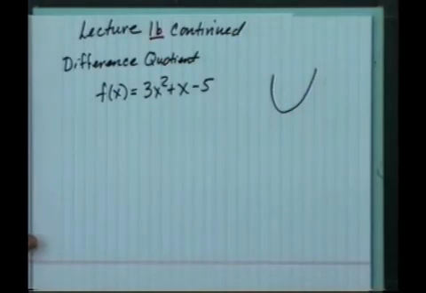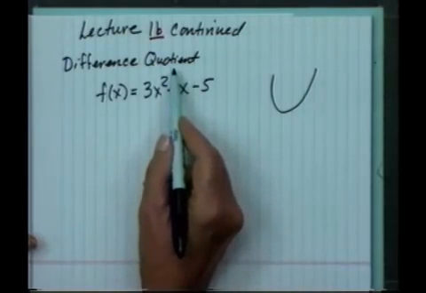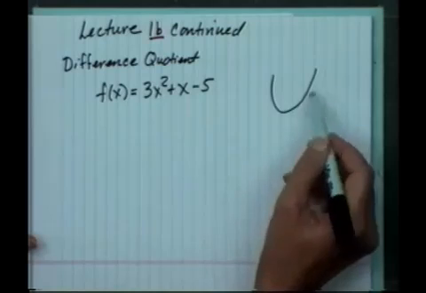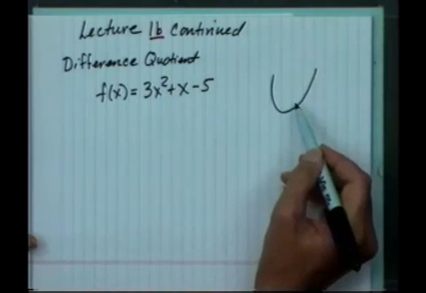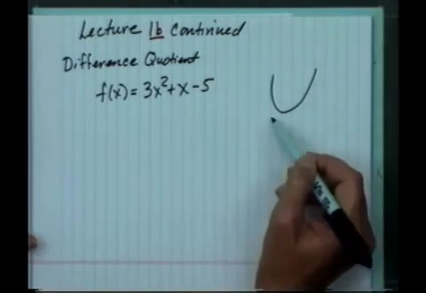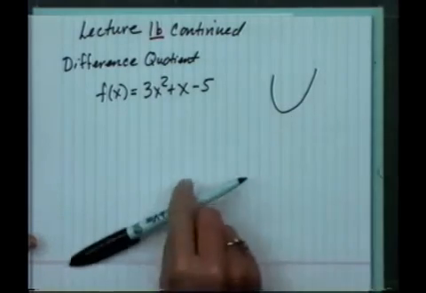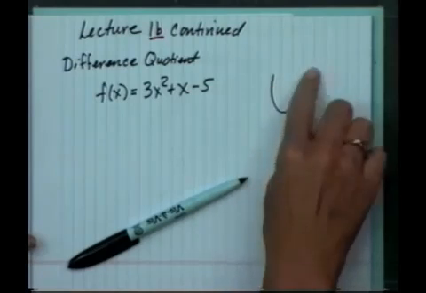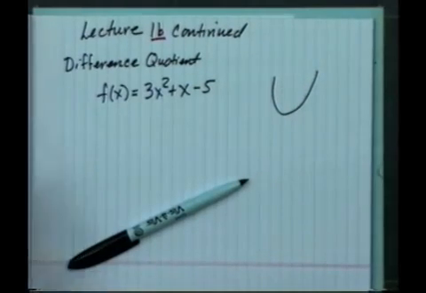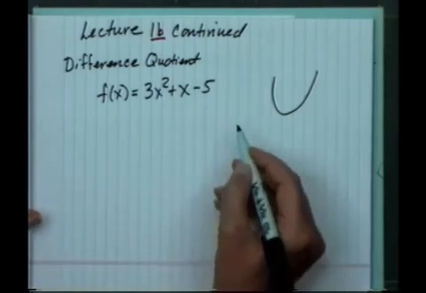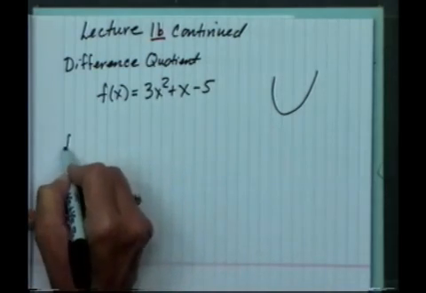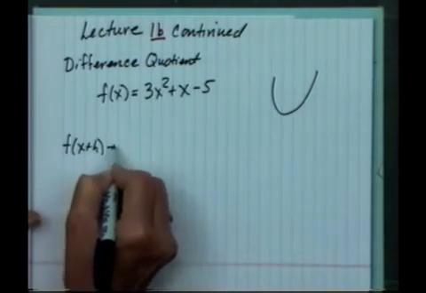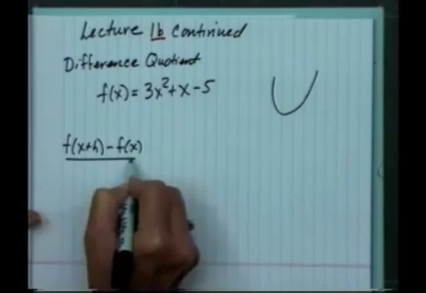Just some kind of parabola that's going to open up. When we use the difference quotient, we're just picking any two points on this parabola and drawing a straight line through them. As you can see, it's going to have a ton of different slopes. So when I find the difference quotient, it's going to give me a formula for finding the slope between any two points. The thing that we want to do is find and simplify f of x plus h minus f of x, over h.